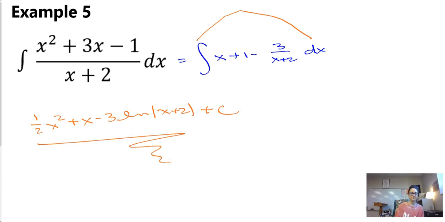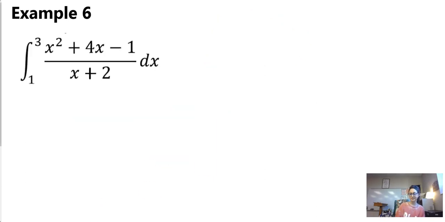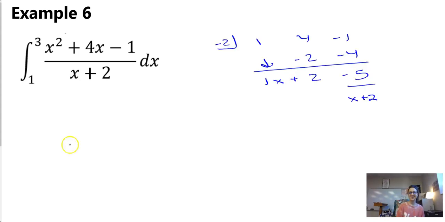Okay. All right, let's try example 6. This time we have a definite integral. So same process, I'm still going to antiderive, but then I need to plug in 3 and 1. Go ahead and do synthetic division for me. So copy the example, do synthetic division for me, and then let's pick up from there. Okay, here is what I got.